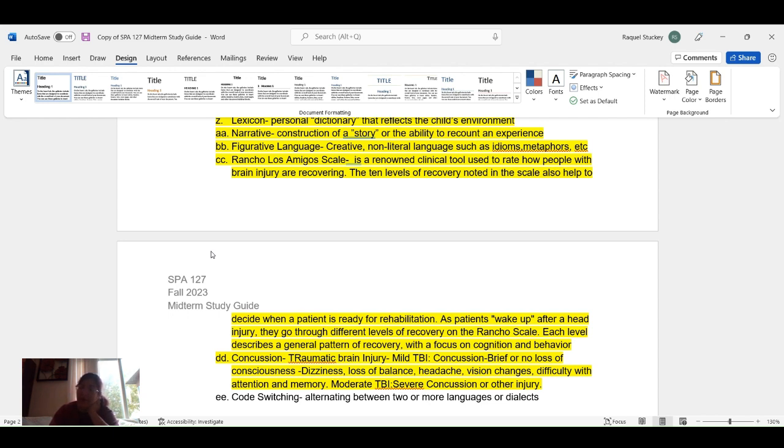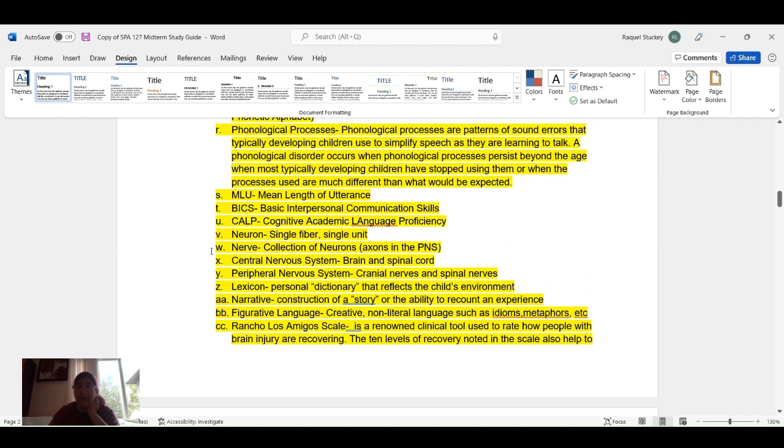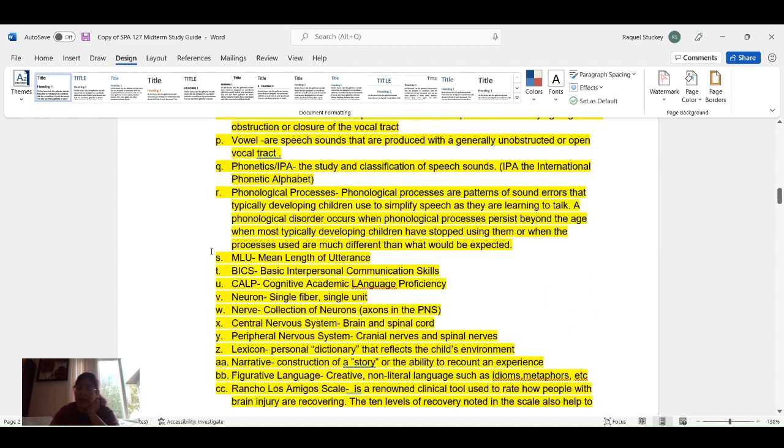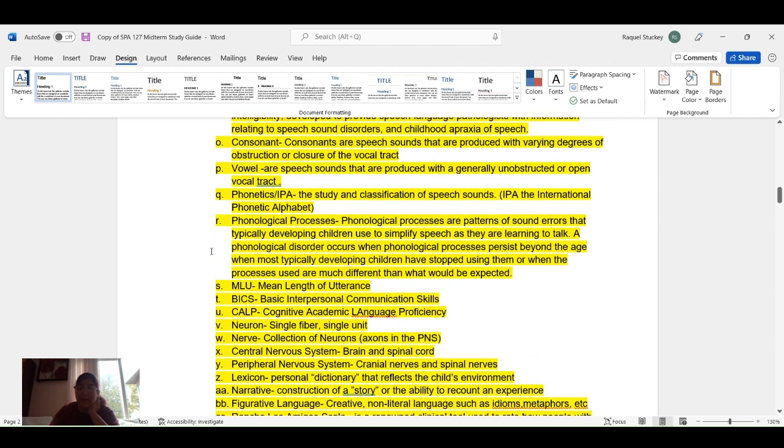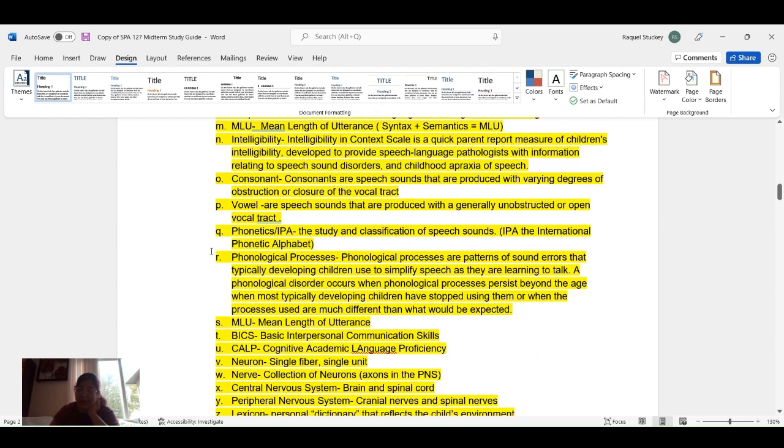Impairment but following the normal developmental sequence: delay. Pathological impairment that is not following a developmental sequence: disorder, like autism. Non-pathological difference or deviations from some standard: difference. Personal vocabulary, lexicon.